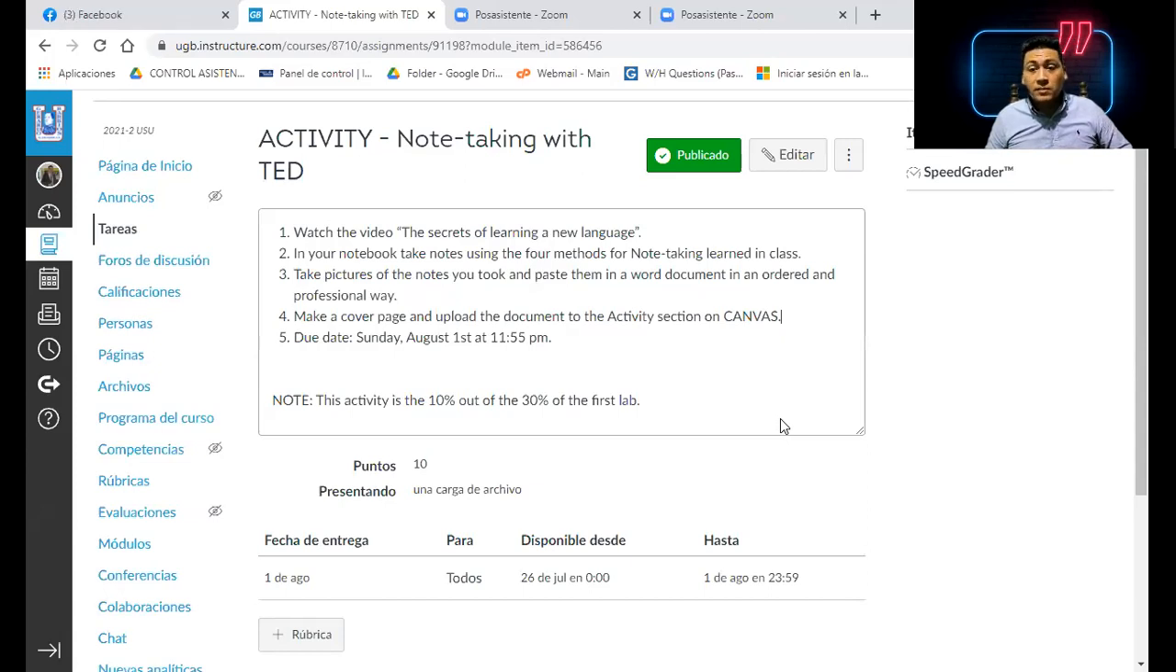I don't know if you have any questions about the activity, something that is not clear. Do you have questions about the activity? Can I send the activity in a PDF? Yeah, no problem. You can do it in a Word document and then make it a PDF, and that is no problem. It's good, it's acceptable. You can do it. Somebody else?